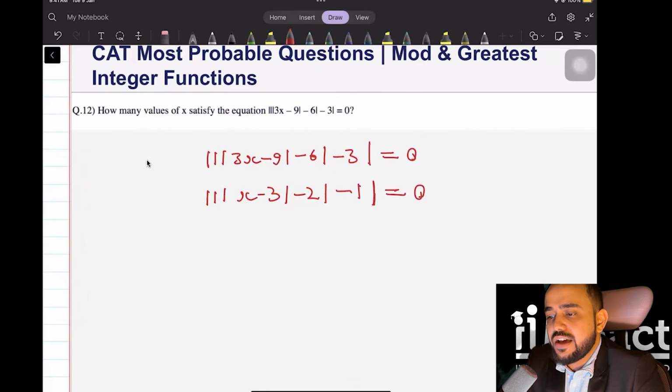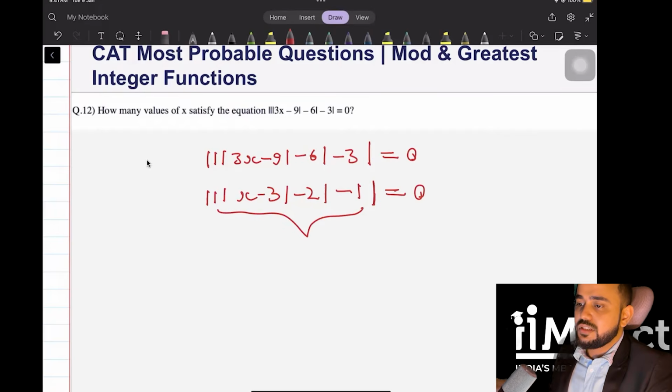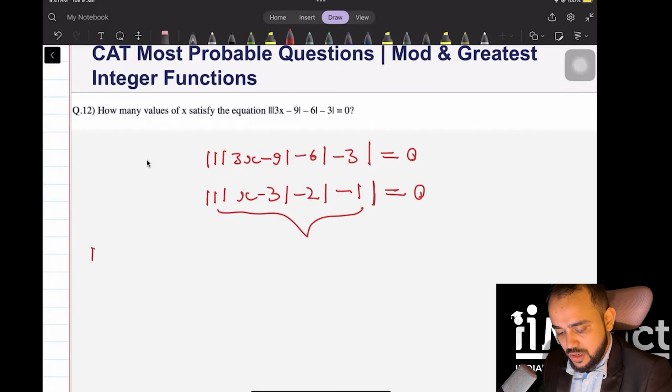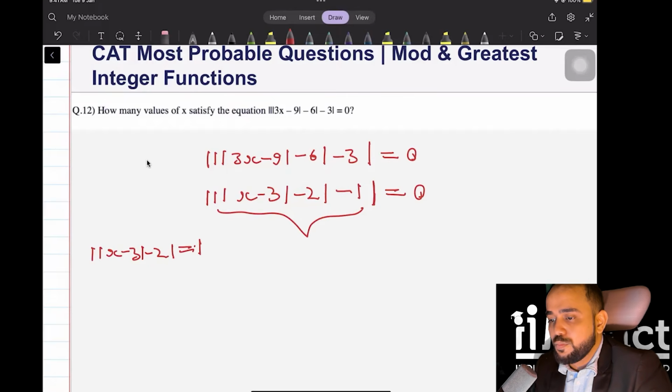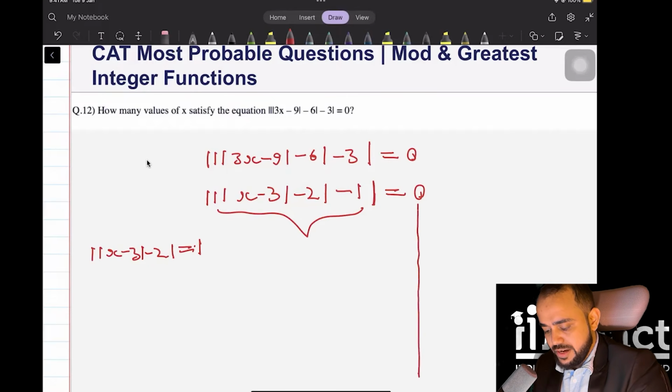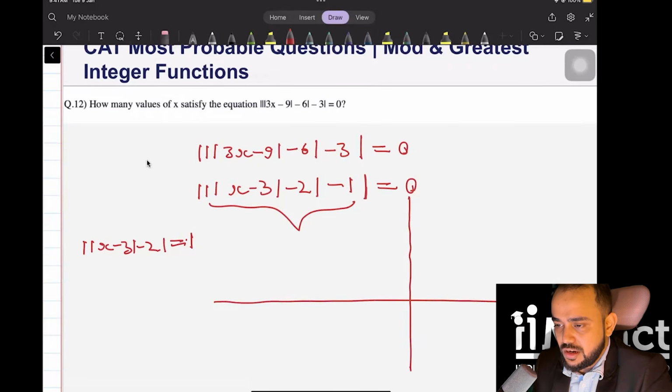Now you essentially have two choices. You can make the graph, or you can start opening it one by one, by assuming if this thing is positive. This thing is supposed to be 0, so this one you can open as it is, but once you get to this part, that mod of mod x minus 3 minus 2 is equal to 1, then you will have to open it up as either plus or minus. It's going to take a lot of work. Let's see if the graph approach is any better.